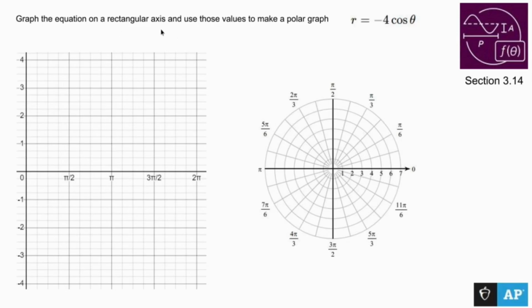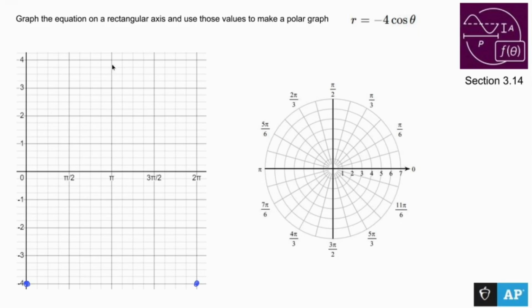Graph the equation on a rectangular axis, then use those values to make a polar graph. All right. In order for me to graph r = -4 cos theta, I know that this has an amplitude of 4, and instead of starting up here and working its way down, it's going to start at the bottom. So it's going to look like a U.